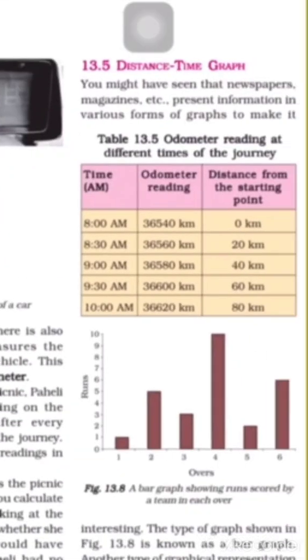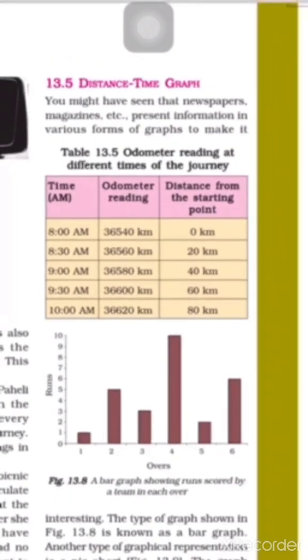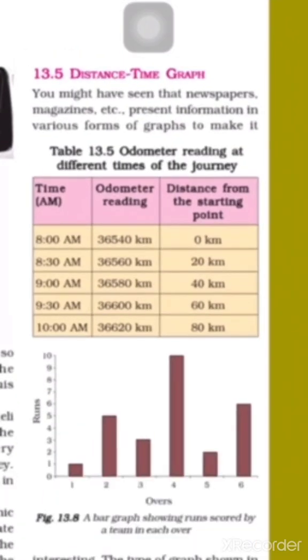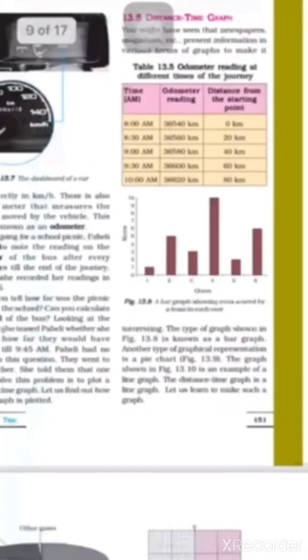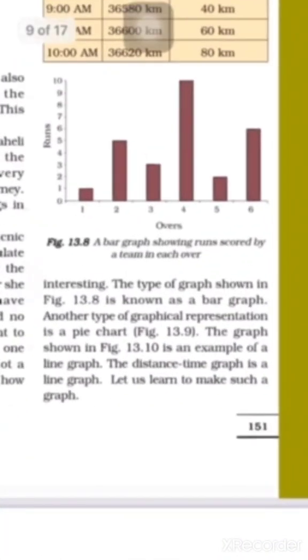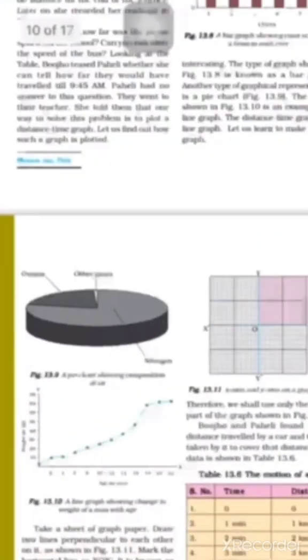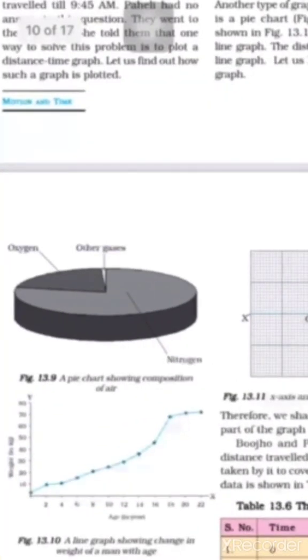Convert the speed to meter per second. The speedometer shows speed directly in kilometer per hour. There is also another meter that measures the distance moved by a vehicle. That's called an odometer. While going for a school picnic, can you tell how far the picnic spot was from the school?